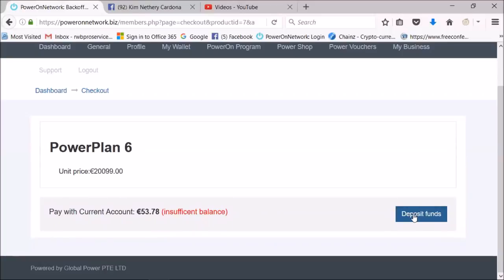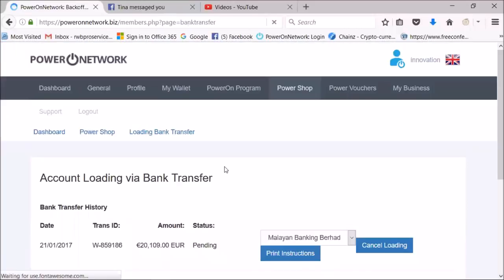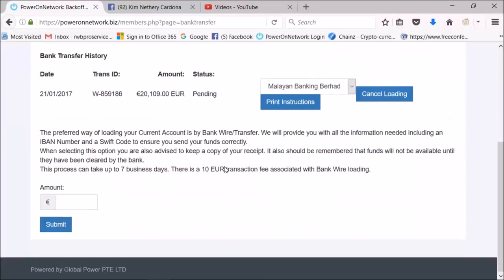Being that we don't, you would need to click deposit funds, because we would have to do a wire transfer at this time. Once that happens, it's going to bring up this screen. You're going to want to remember this transaction ID number. This is a number that you have to put in the notes section when you're doing the wire transfer when you go to your bank. So it's very important that you read the instructions carefully and follow it to the letter. Very important. Right now we're in a pending status.